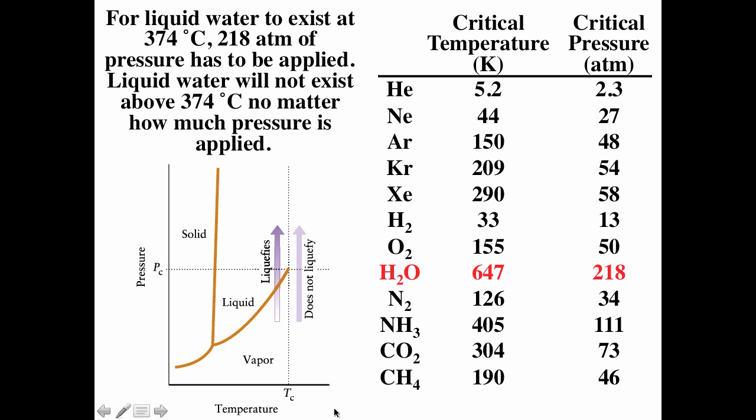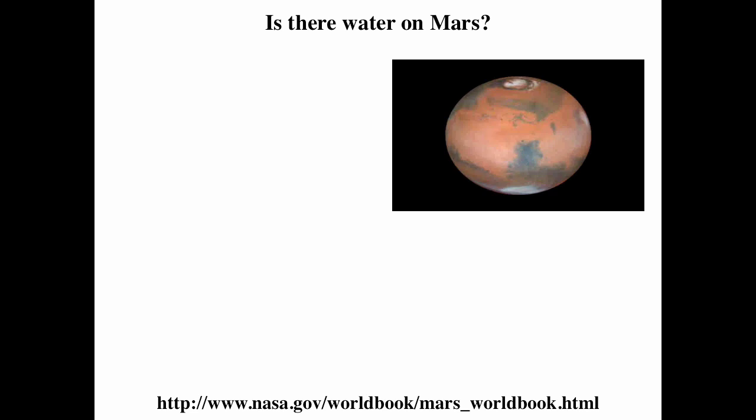And for CO2, the critical temperature is 304, critical pressure is 73 atmospheres. For water, it has a critical temperature of 647 and a critical pressure of 218. And so it's a little bit more difficult to make supercritical water than supercritical CO2, but it's possible. And so is there water on Mars? Now, if there is, what is the form?